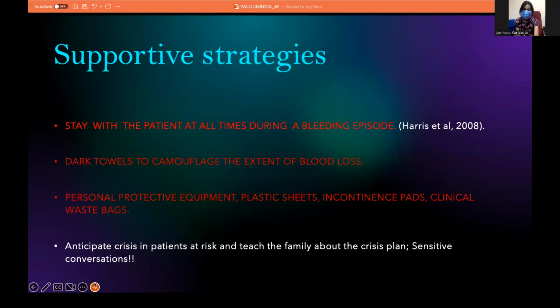And always, in patients who are at risk of such an episode, anticipate the crisis. Always teach the family about the crisis plan. Teach the patient and family about the crisis plan before it happens. That is the most important responsibility as a palliative medicine physician. So these conversations are difficult. Obviously, they are very difficult. You might have to do it in multiple sessions through very sensitive serious illness conversations.